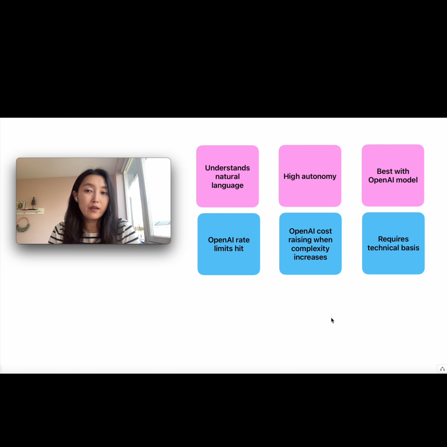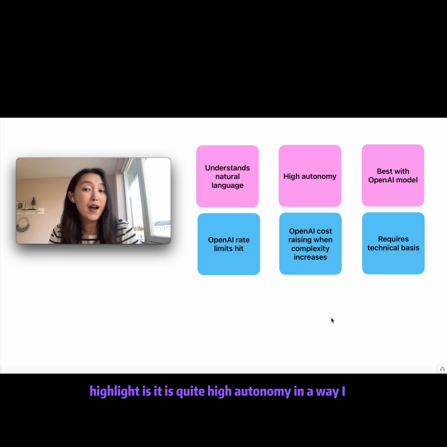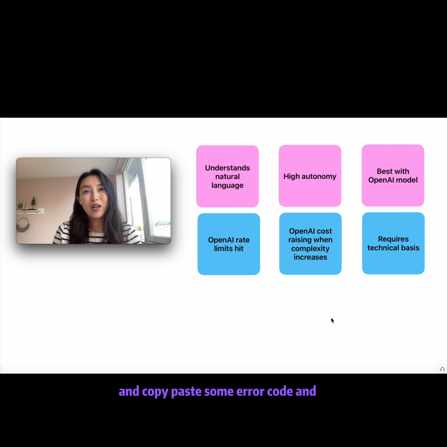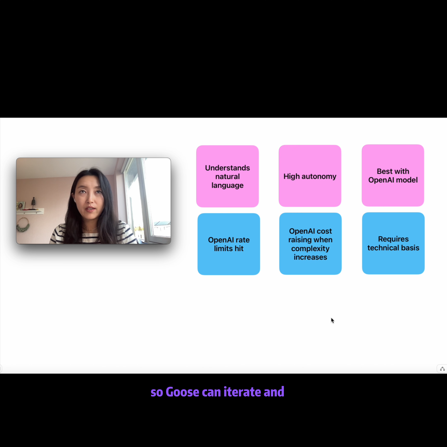The second highlight is that it has quite high autonomy. I did not need much intervention from myself, so I did not really change code throughout this entire project. I was able to talk with Goose about where I went wrong, what the error code was, and copy and paste some error code, and Goose can iterate and continue building. As you may see in the result, without human intervention, Goose is well able to deliver such a project.